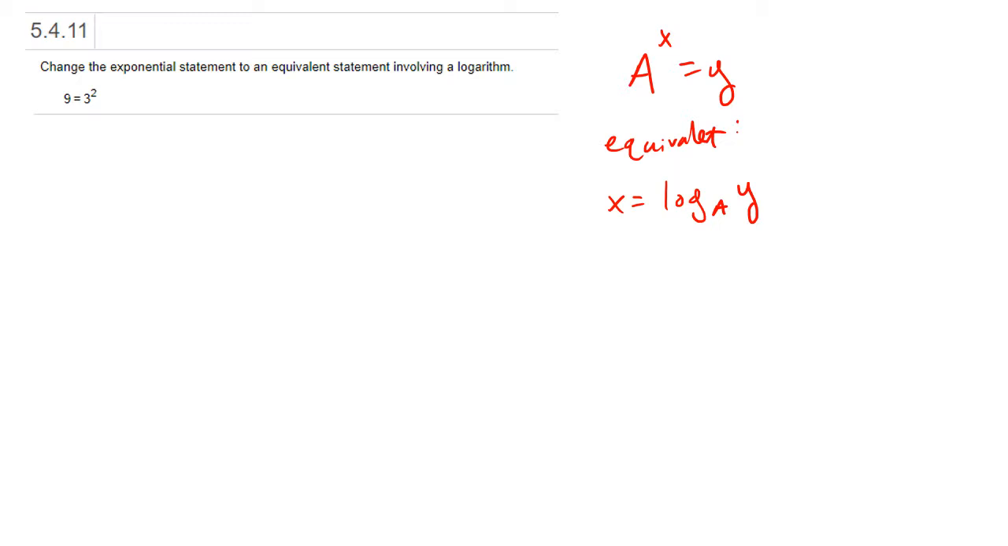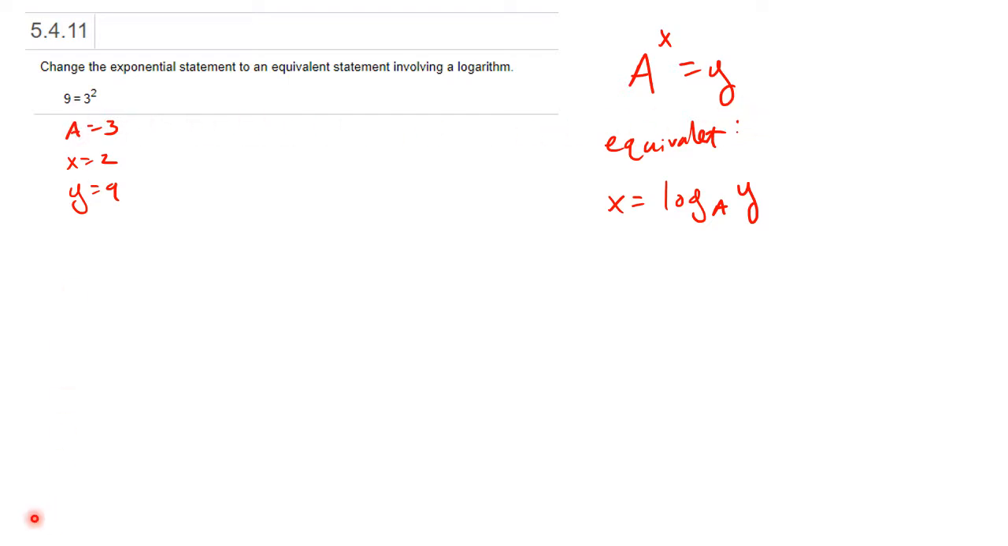So here we have a base of 3, an exponent of 2, and a result of 9. Just linking up the number that is being raised to a power, that's our base. The power it's being raised to, that's our exponent. And the result on the other side, that's what we're calling our y.